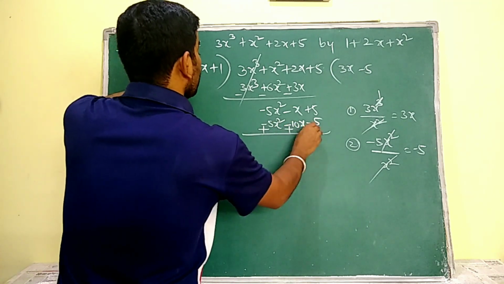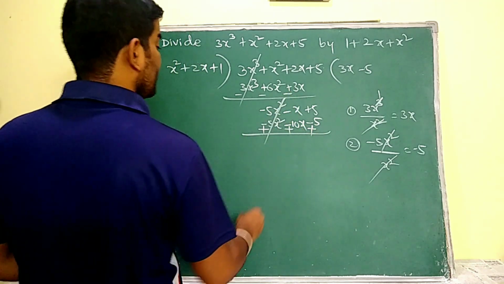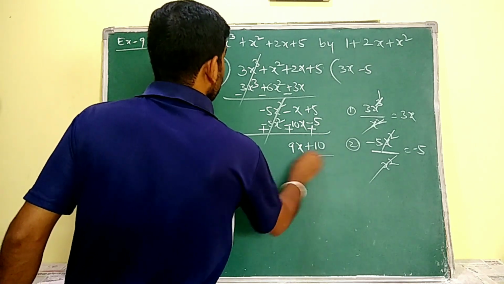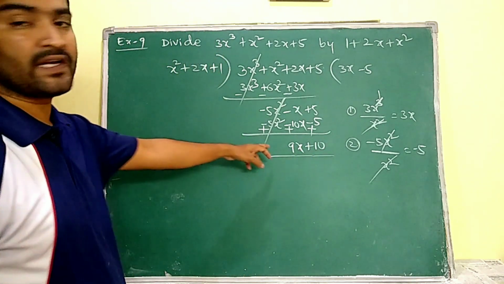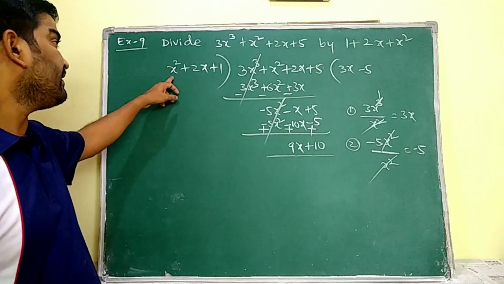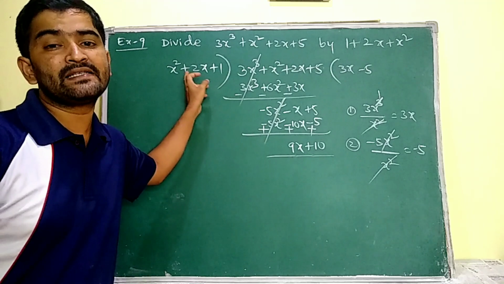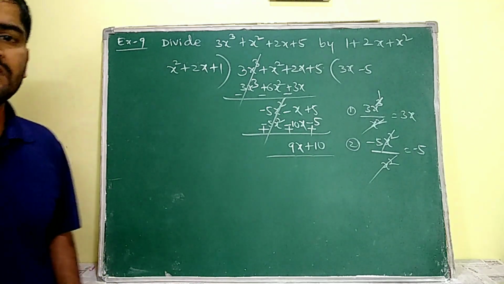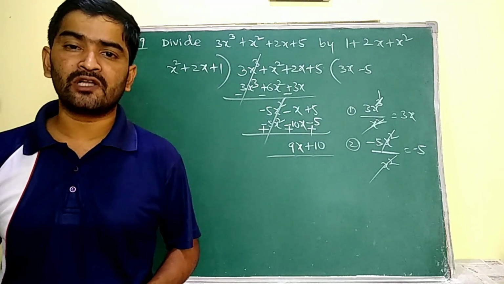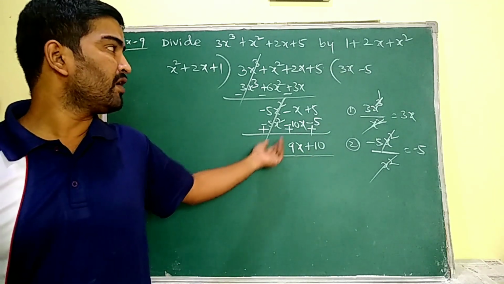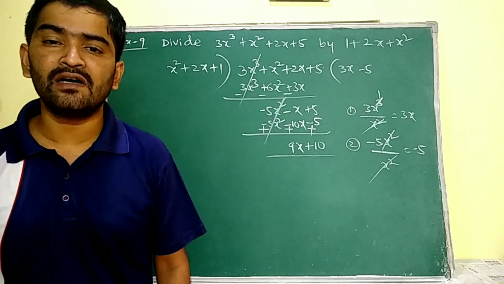It is plus, it is plus, it is plus. These two are going to be cancelled. And it is 9x plus 10. Here the degree of the remainder is 1 and the degree of the divisor is 2. So the degree of the remainder is less than the degree of the divisor. So we are not going to continue the division. This is the remainder now and 3x minus 5 is our quotient.